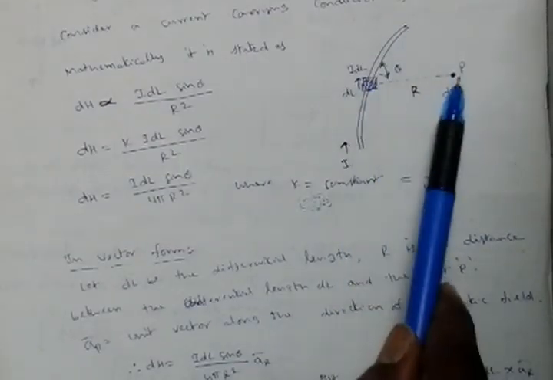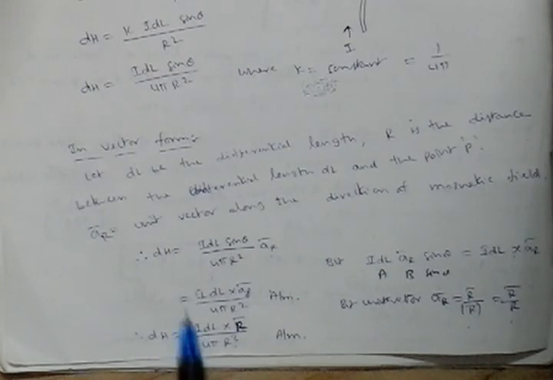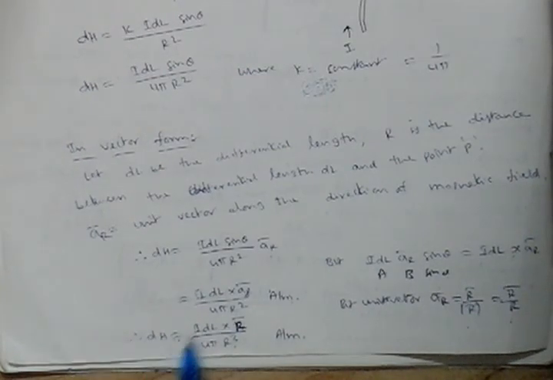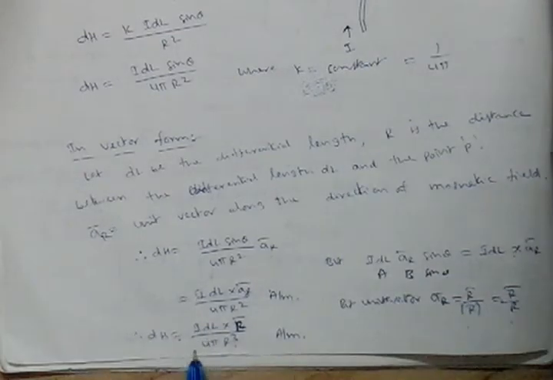If you want to determine the total field at the point P due to this entire length, then we need to take the integration of this mathematical equation. So H is equal to the integral, a line integral of I dl cross r bar divided by 4 pi r cube, otherwise I dl cross a_r bar divided by 4 pi r square.